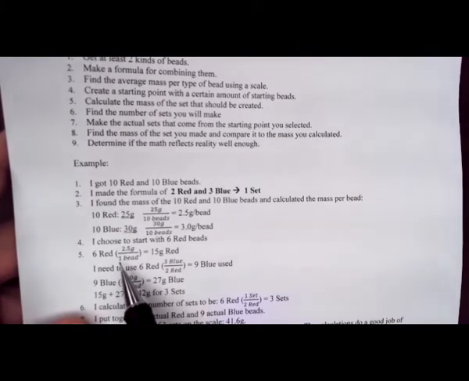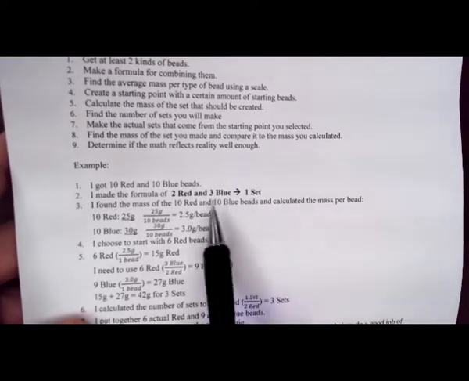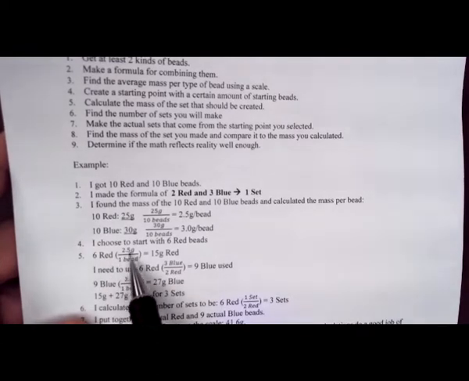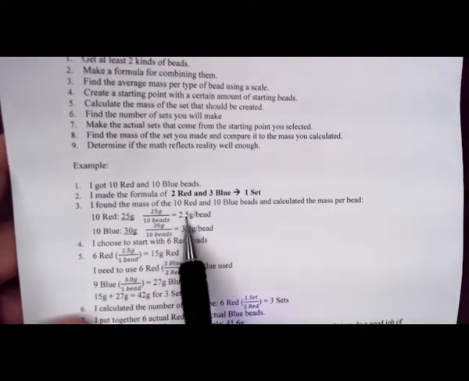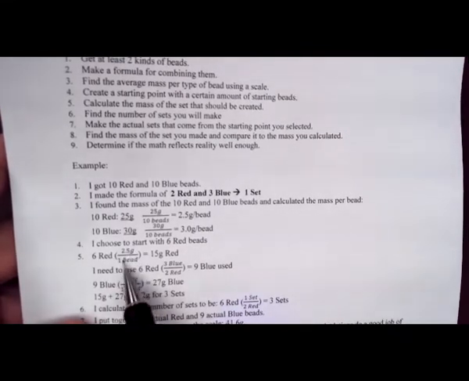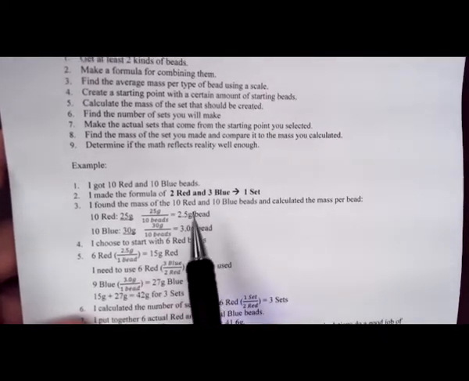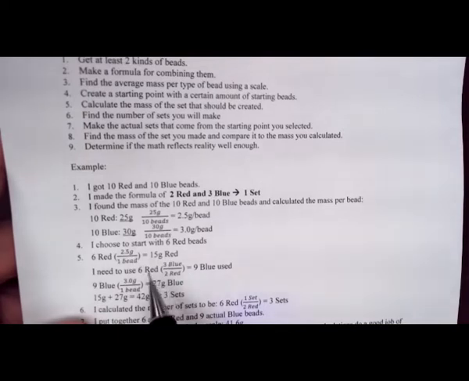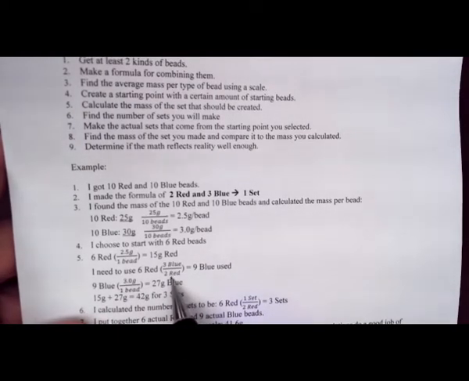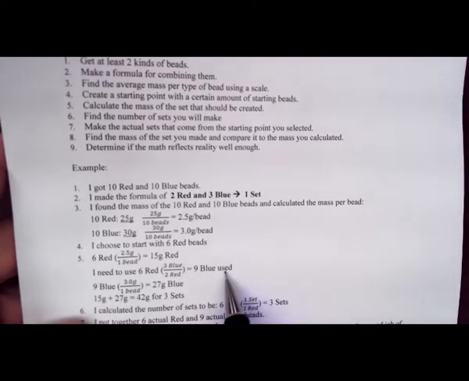So how much would my product be if I use 6 red? How many grams of red would I be using? Well, I would use 6 reds and take the mass here per bead and put it here, multiply and divide, and we get the grams of red I would use. How many blue will I use? Well, I will use 3 for every 2, right? So I'm going to take the 6 red, multiply by 3 blue per 2 red. The reds cancel out, and I get 9 blue used.